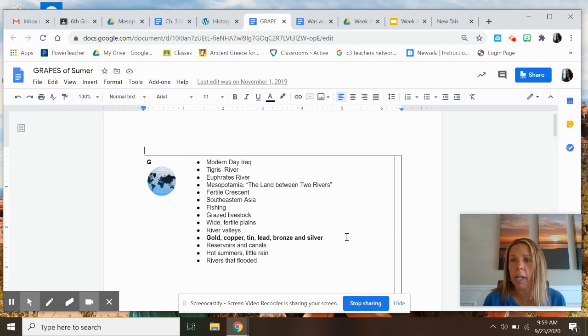It's in Southeastern Asia. We talked about it being in the Middle East, on the continent of Asia. Ways in which people get food: fishing, grazed livestock. There's wide, fertile plains. It is a river valley. Also, some of the resources that they have are gold, copper, tin, lead, bronze, and silver. There's hot summers with little rain, and there's rivers that flooded. So that is some of the geographic information that you should have down from the reading that you did.